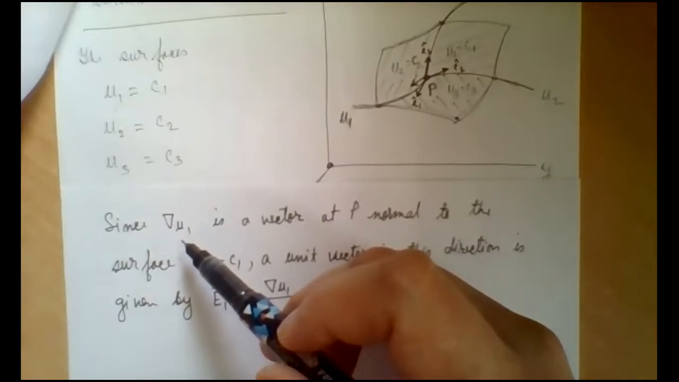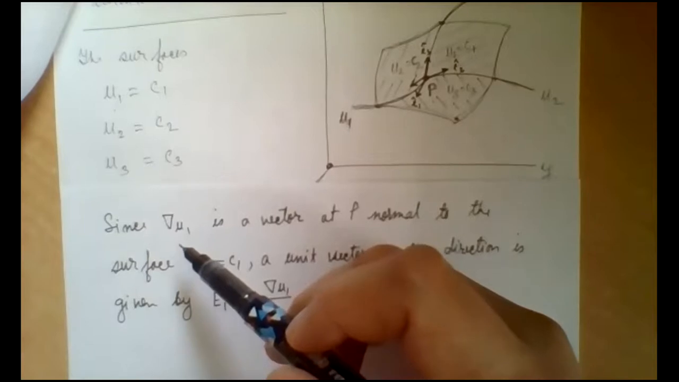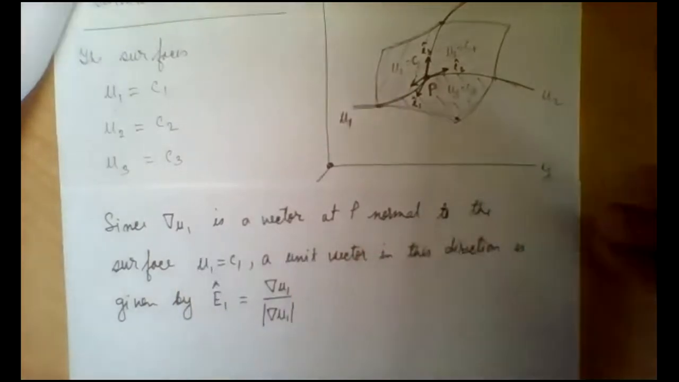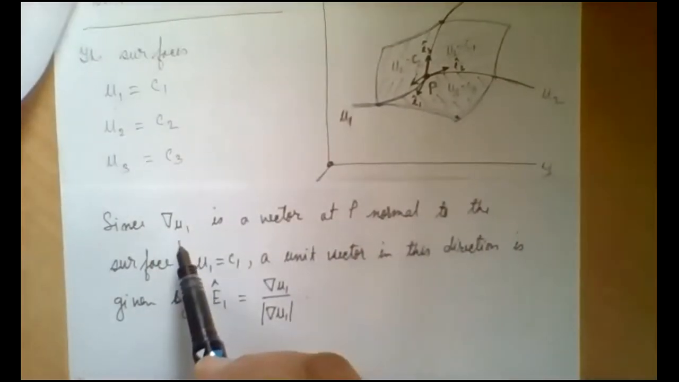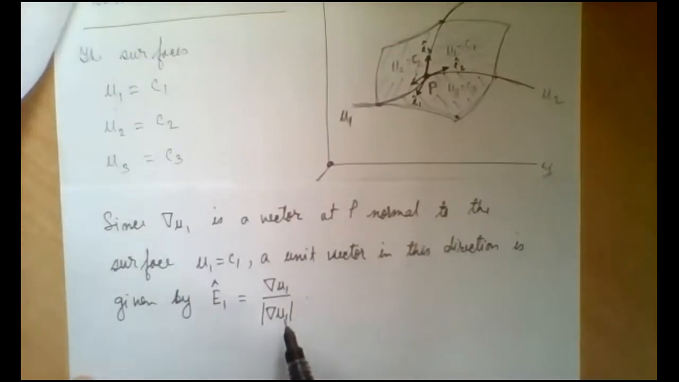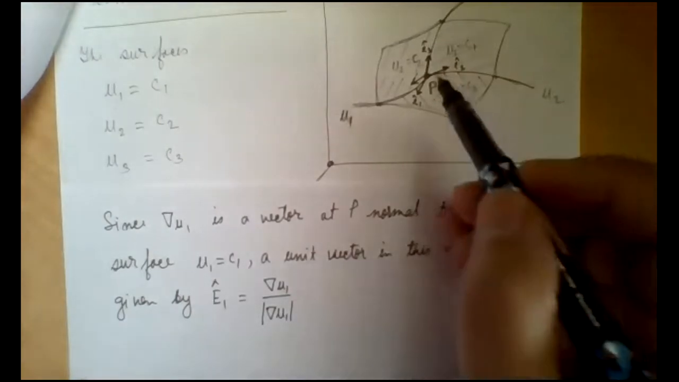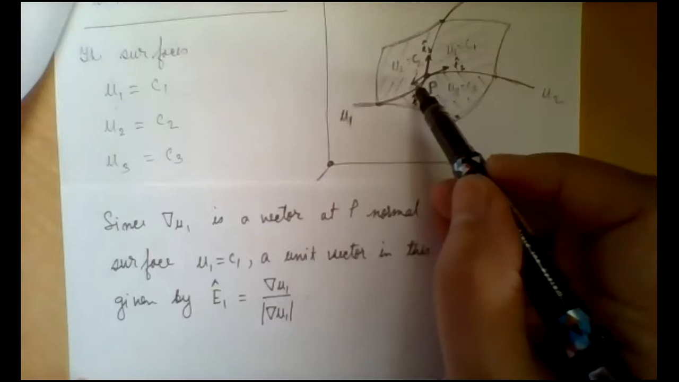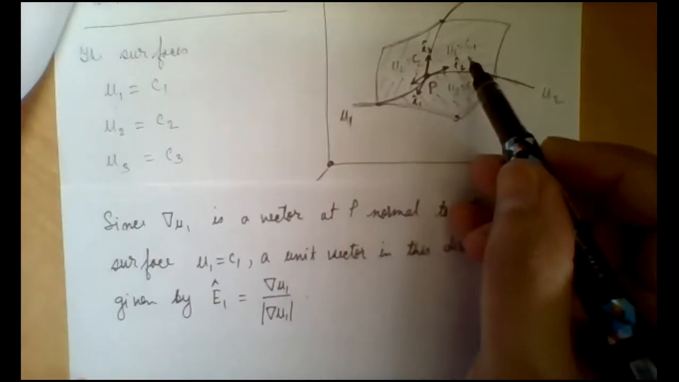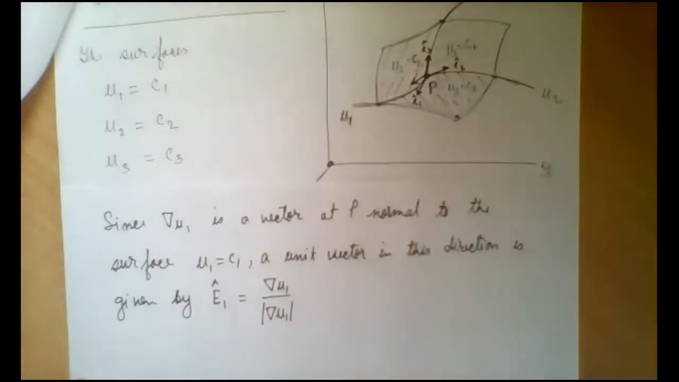And if you want to reduce this to a unit vector, what will you do? To reduce any vector to a unit vector, we simply divide the vector by its magnitude. So gradient U1 by magnitude of gradient U1 will give you a unit vector capital E1 cap, which points along the direction of the normal to the surface at the point P.